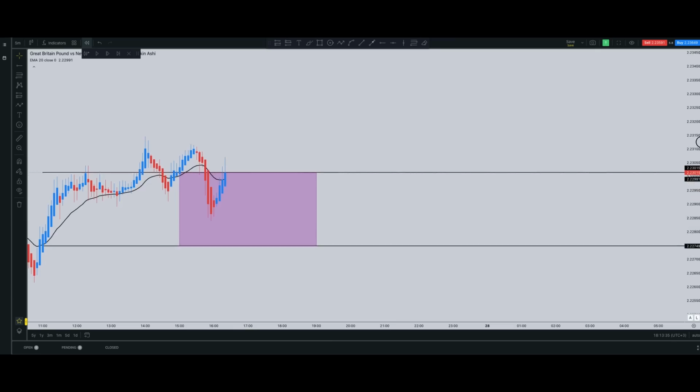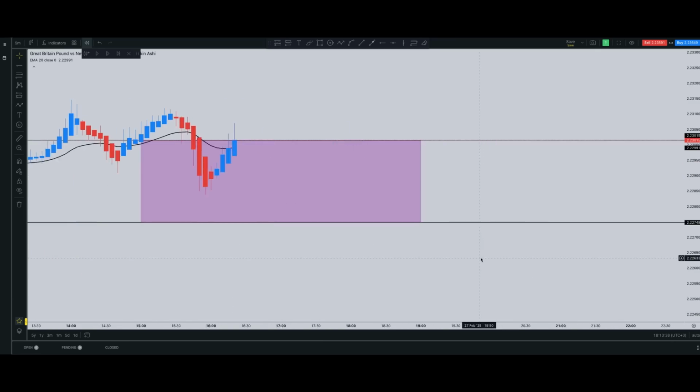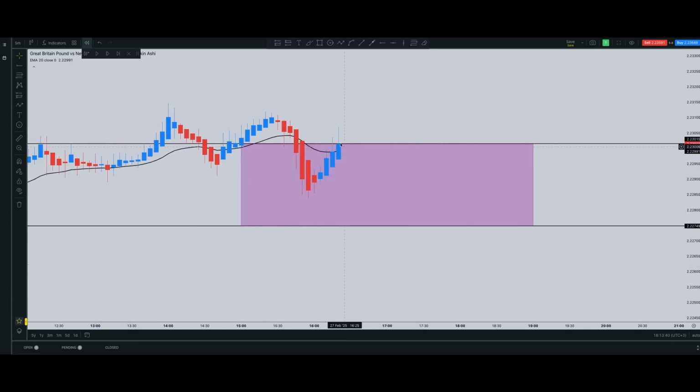So let me zoom in so that you guys can see. Do you see that the blue bullish Heikin Ashi bar here? It has closed above this 20 period moving average. Okay, so we are going to take our long position here, buy position, and we're going to put the stop loss below the most recent low, which is this one here. Okay, this area right here. So this is the most recent low.